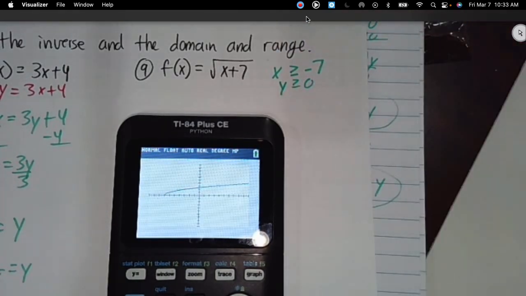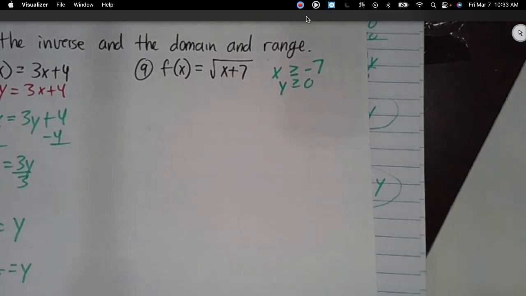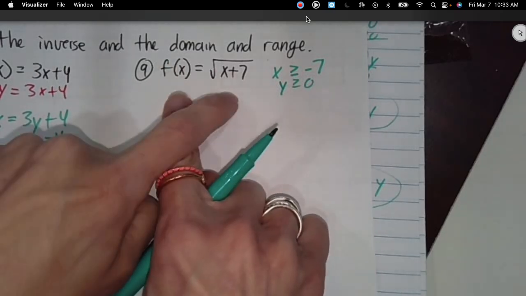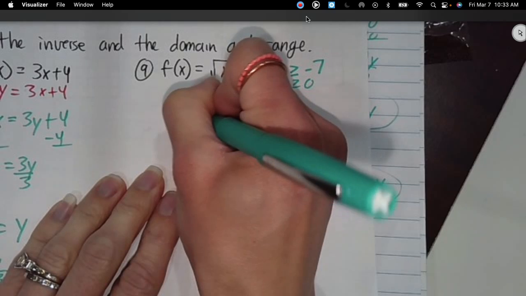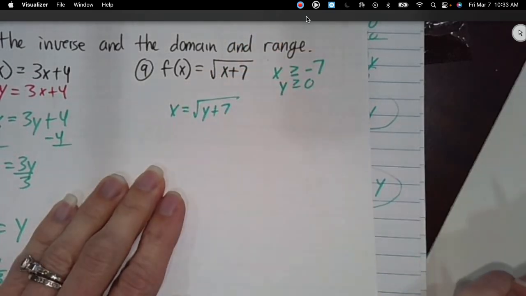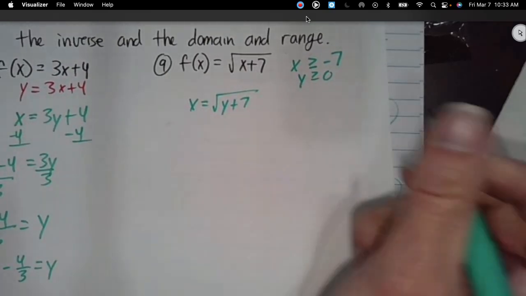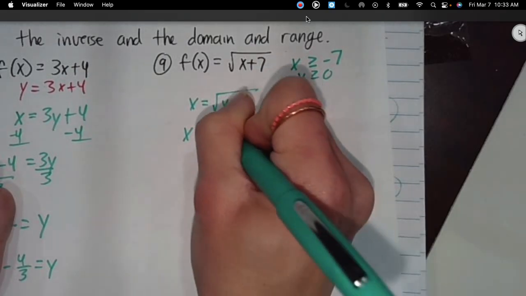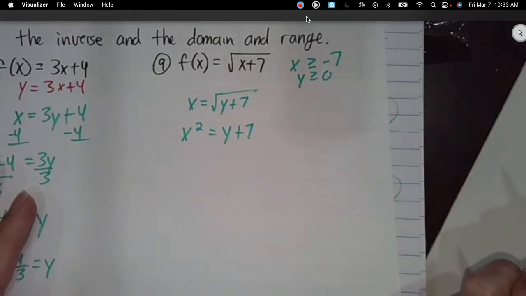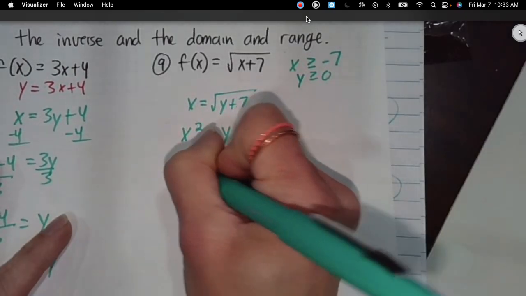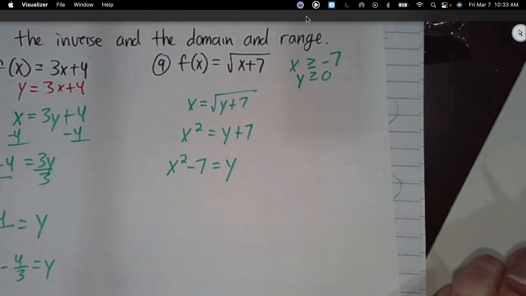Now, we're going to find the inverse. Let's switch gears. That was just a domain and range problem. Let's find the inverse of this. We switch x and y. So x equals the square root of y plus 7. Are you good with that? Now, how do you get rid of the square root? You square it. So it's x squared equals y plus 7. Then what? Subtract 7. Yep, subtract 7. x squared minus 7 equals y.